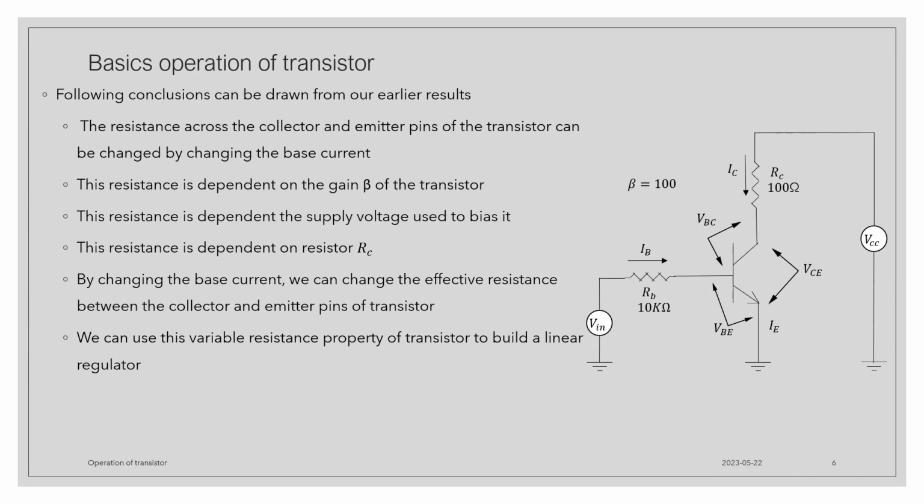Following conclusions can be drawn from our earlier results. The resistance across the collector and the emitter pins of the transistor can be changed by changing the base current. This resistance is dependent on the gain beta of the transistor. This resistance is dependent on the supply voltage used to bias it. This resistance is also dependent on the resistor RC. By changing the base current, we can change the effective resistance between the collector and emitter pins of the transistor. We can use this variable resistance property of a transistor to build a linear regulator.